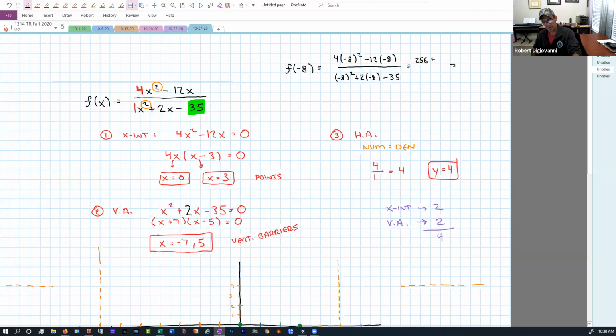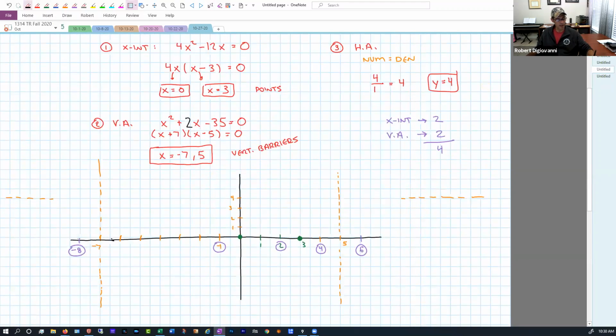Well, here's what I can say. I don't even care what that number is. I can tell it's going to be a positive number on top. And then on the bottom, I have 64, take away 16, take away 35. That's a positive number on the bottom. And a positive divided by a positive should be positive. So that means that over here at -8, I'm going to put a dot above the x-axis, and it doesn't matter where. I'm just going to choose to put it here. Someone else might have put it up here. Someone else might have put it here. It does not matter. I'm going to put mine right there.